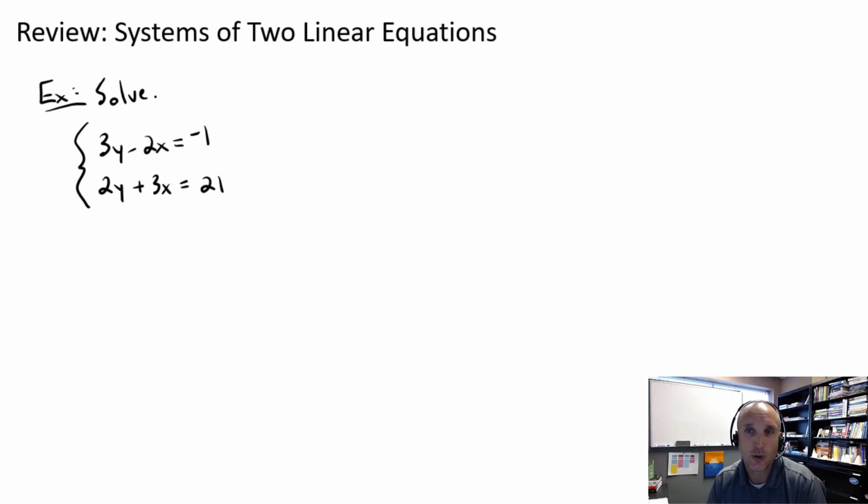Now, there's nothing wrong with fractions. We can certainly do it. In fact, we're going to solve this by substitution, but let's solve it by elimination first, because that might be the more natural choice.